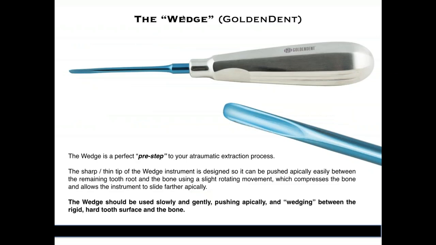This is the wedge. Dr. Nazarian already went through this in pretty good detail, but this is a newer instrument that we worked with Dr. Nazarian on to develop. He really likes this instrument for the handle design. It allows you to elevate the tooth prior to the physics forceps by gently pushing apically and then wedging, hence the name the wedge, between the rigid hard tooth surface and the bone.